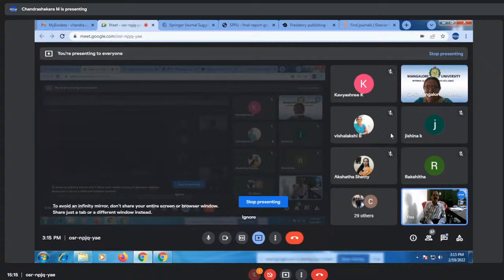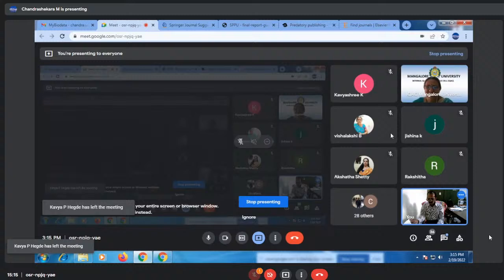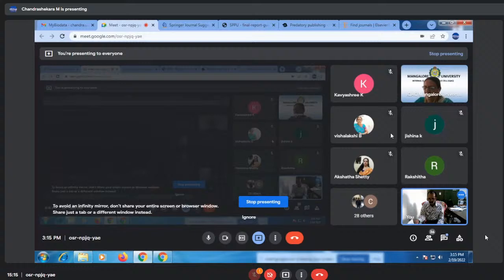Next, I have to concentrate on the next aspect: SHERPA/RomEO, online resources, checking publishers, corporate, etc. That also, and SPPU, Savitribai Phule Pune University. That committee has identified some of the journals. This is what you have to do.